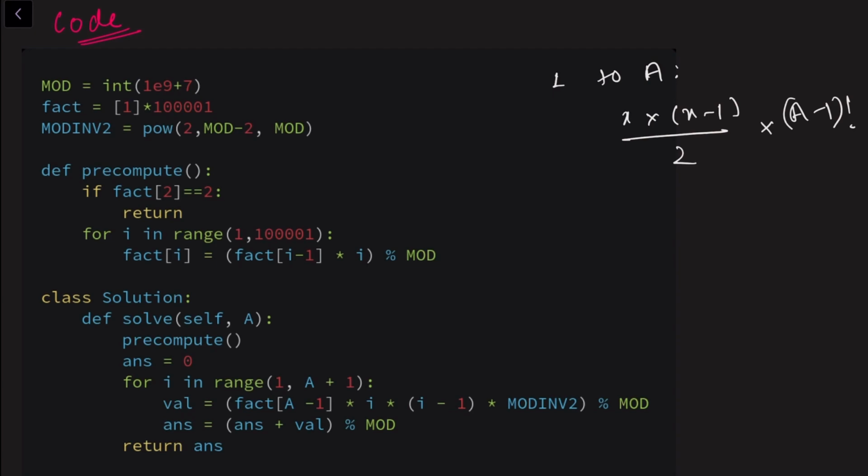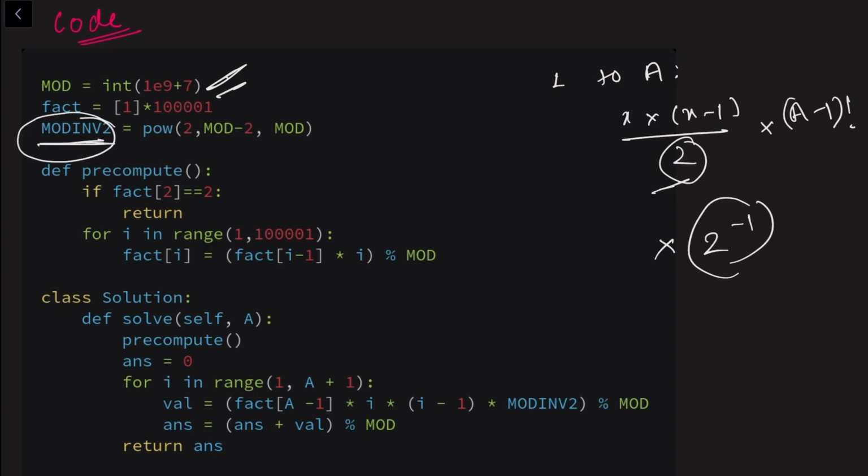But since we need the answer modulo some number, in this case 10 raised to power 9 plus 7, instead of dividing by 2, I have already pre-calculated a mod inverse of 2. It is basically the mod inverse of the current number. So instead of dividing by 2, I am basically multiplying by the inverse of 2, or 2 raised to power minus 1. Now 2 raised to power minus 1 modulo 10 raised to power 9 plus 7 is stored in this number, right? So now whenever I need to divide, I'll just multiply by this mod inverse of 2. And each time we also need a minus 1 factorial. So we are pre-computing a minus 1 factorial here.